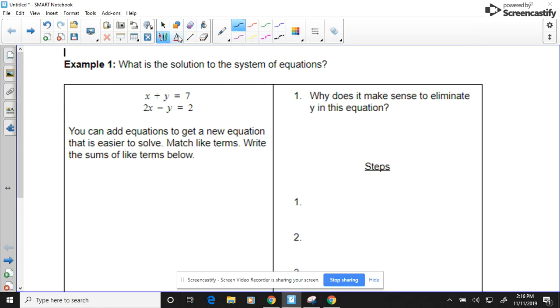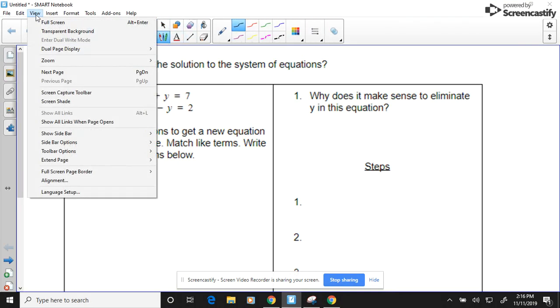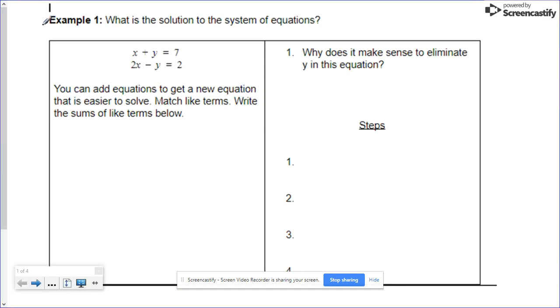Hey guys, today we are learning about elimination. So the first thing you need to know is that we're talking about something called a system of equations, which means we've got more than one equation that we're working with. So you can see right here up at the top, they've given us two equations, and we want to know what x and y is.